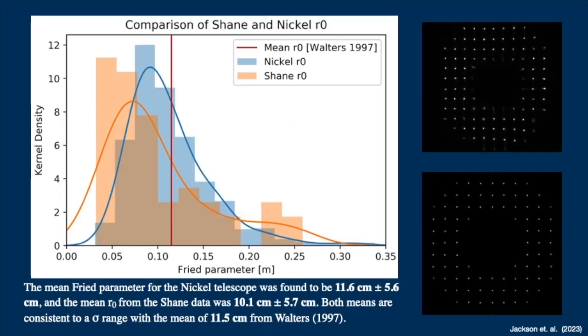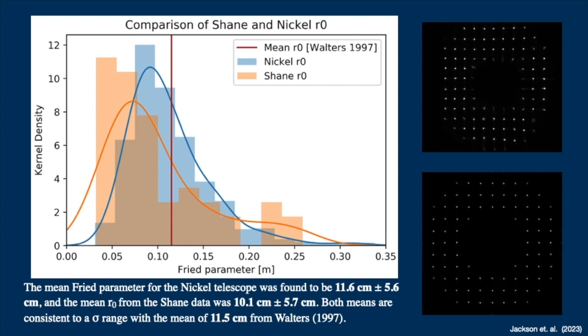So we collected data through the months of May through July, using about the last hour of the night, focusing mostly on the star Deneb. In blue, you can see the histogram and the estimated probability density function of all of the Fried parameters that we calculated from the Nickel telescope. And then in orange are Fried parameters that were calculated using open loop adaptive optics data from the SHIMM telescope, located also at the Lick Observatory.